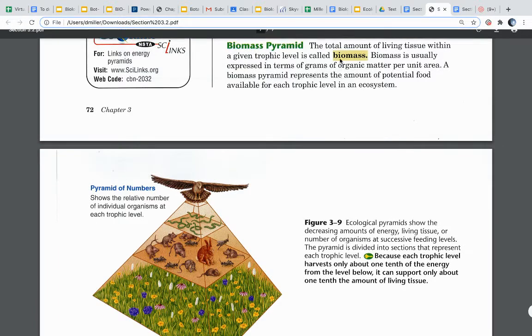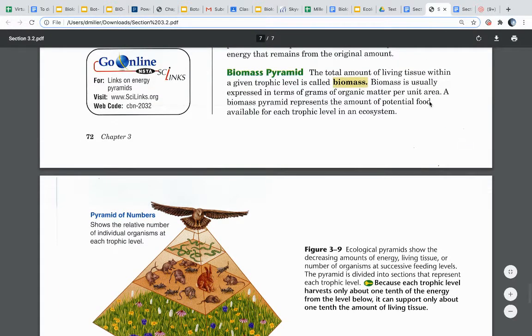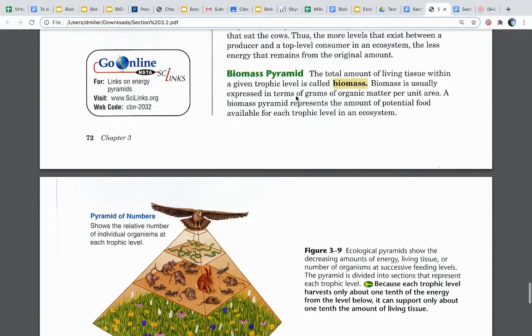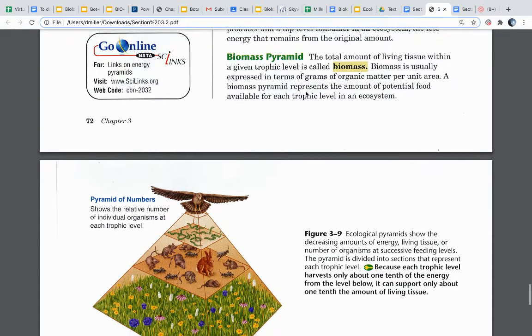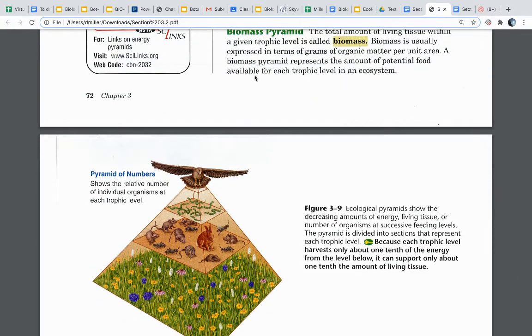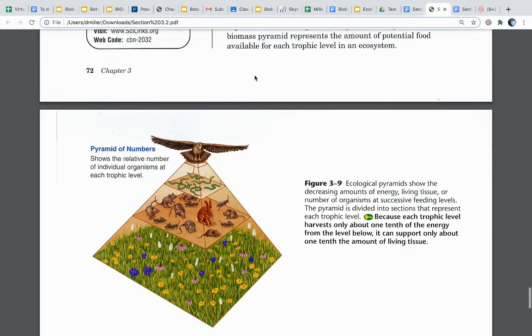Biomass pyramid. The total amount of living tissue within a given trophic level is called biomass. Biomass is usually expressed in terms of grams of organic matter per unit area. A biomass pyramid represents the amount of potential food available for each trophic level in an ecosystem.